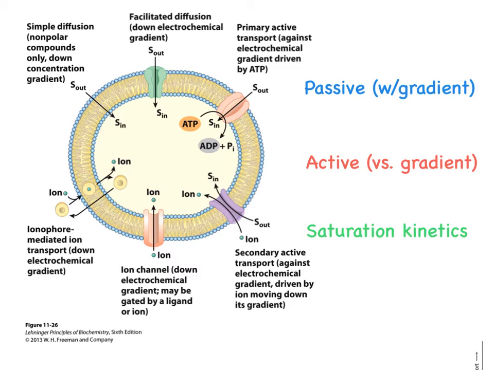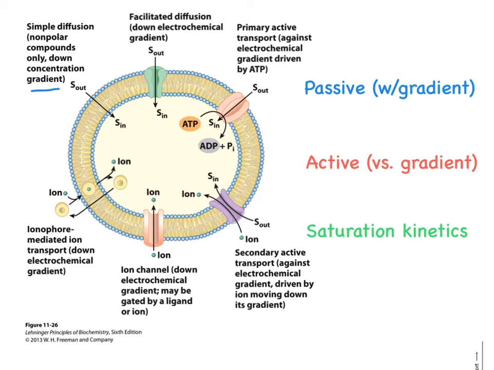So we'll start off by reviewing the simplest case, which is our simple diffusion in the upper left-hand quarter. In this case, the molecule that's being transported is a nonpolar compound, so it's able to readily traverse through the cell membrane without any assistance, and this process simply occurs going in whichever direction is favored by the concentration gradient. So obviously this is a passive process.